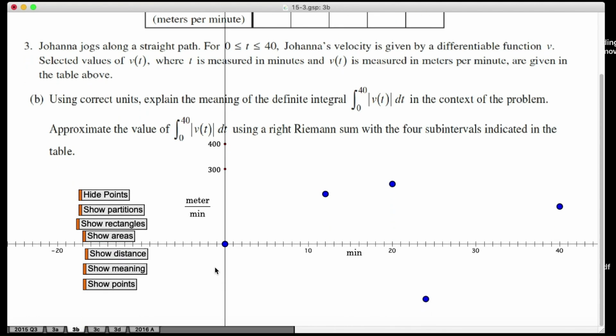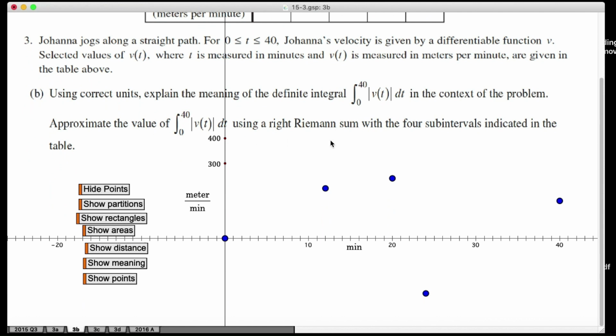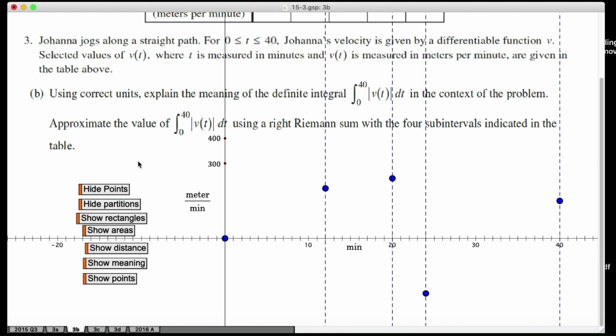I plotted those here. Let's just do this part first. It says using 4 subintervals. Well, it always works out very nicely. If I broke them up, in other words, at each point, just draw a vertical line, and that's what I'm going to do here. They're my partitions or subintervals. So here's one subinterval from this point to this point. There's the next one, here's the next one, and here's the 4th one. So they're either partitions or subintervals, okay?